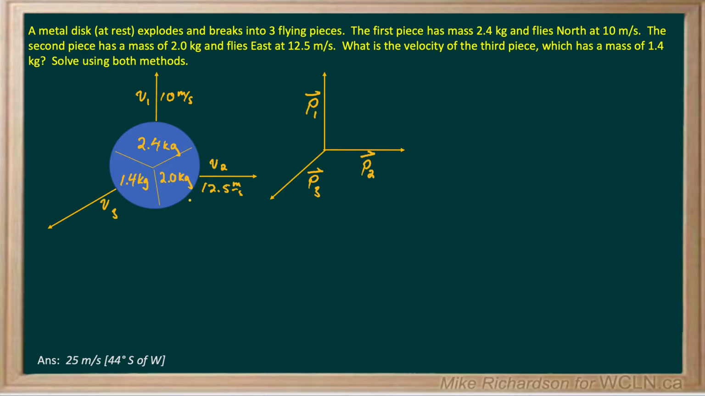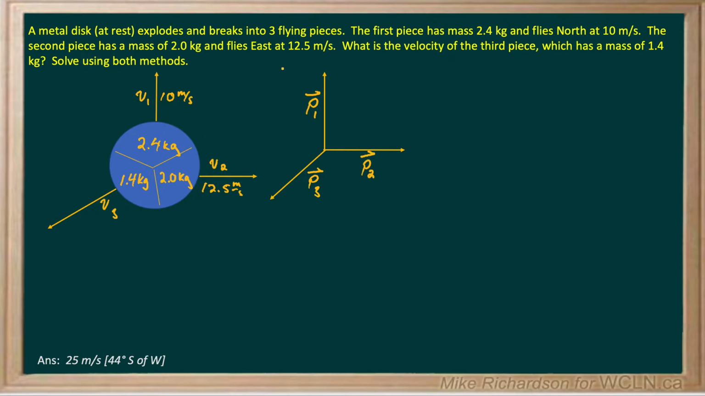The 2 kilogram piece is going to fly directly east at 12.5 meters per second, as shown in the diagram below. And the last piece, the goal is to find its final velocity, which includes the direction. So this is my initial drawing. This is what's actually happening, but we want to use conservation of momentum because it's an explosion. Collisions and explosions are always conservation of momentum.